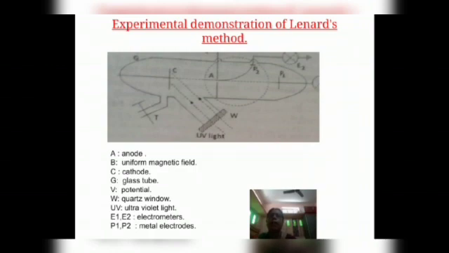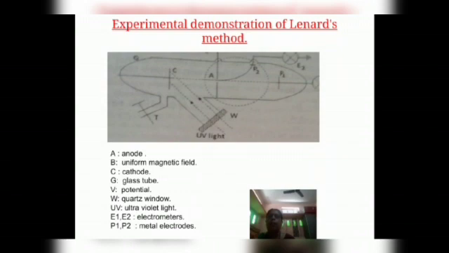In this experiment, A is the anode, C is the cathode, B is the uniform magnetic field, G is the glass tube, V is the potential across cathode and anode, W is the quartz window, UV is ultraviolet light, E1 and E2 are electrometers, and P1 and P2 are metal electrodes.